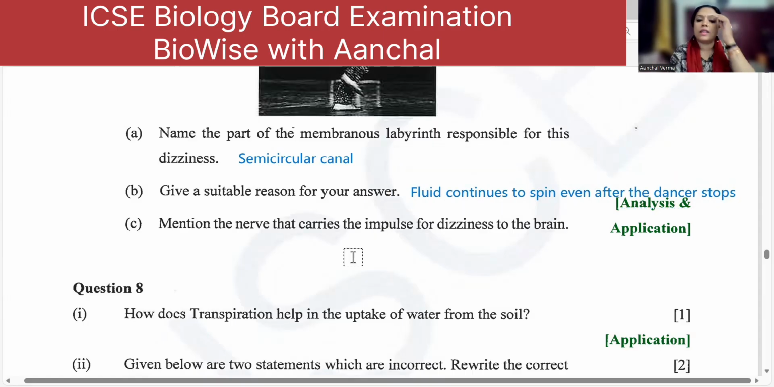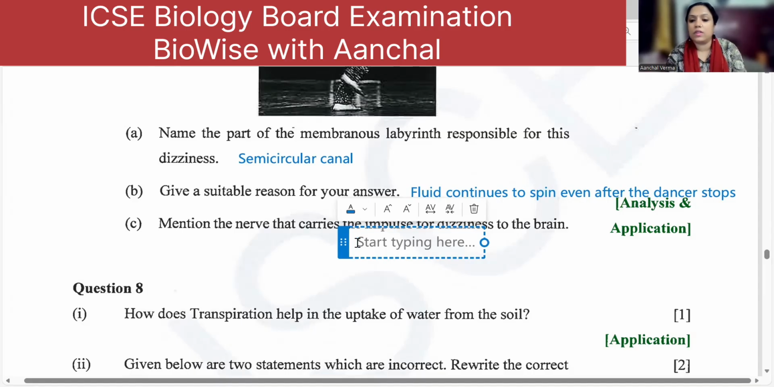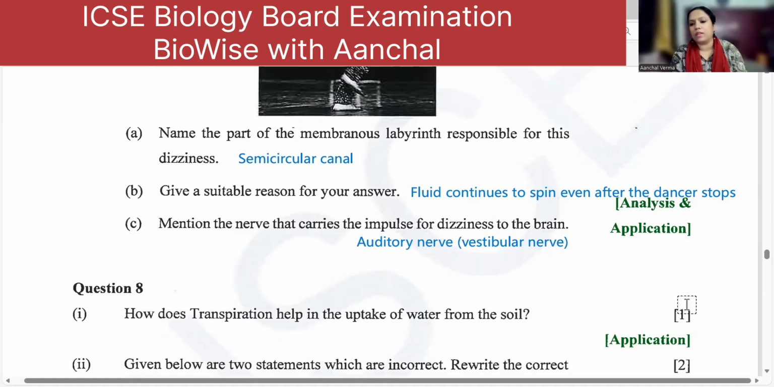Mention the nerve that carries the impulse for the dizziness to the brain. Now here it should be auditory nerve. In the auditory nerve, it is the vestibular nerve. So here, name the nerve, you can write auditory nerve, the same nerve, okay? Auditory nerve, and in the auditory nerve you have the vestibular nerve. So write this way, the main nerve and then the branch.